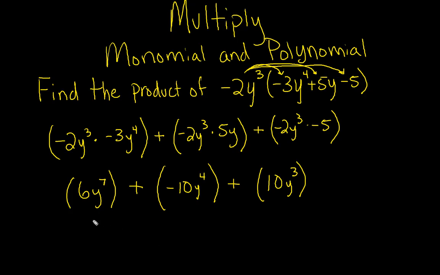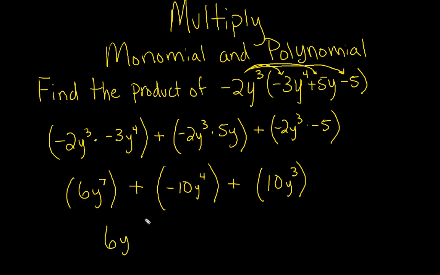Finally, we take a look to see if there's any like terms we can combine. Yes, we have y's here, but none of them have the same exponent, so they are not like terms. Remember, like terms have to have the same exponent and the same variable, and so none of these are like terms, so we can't combine them, but we can just write a simplified expression at the end here.